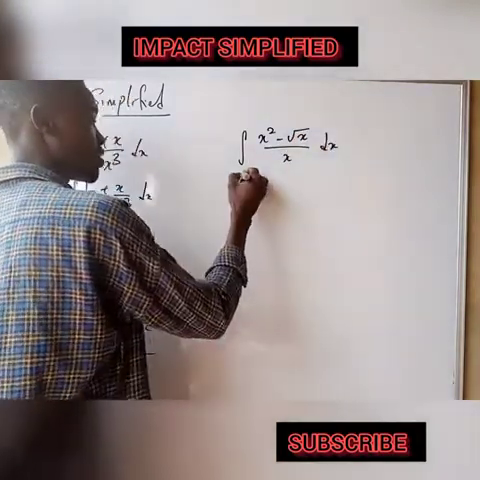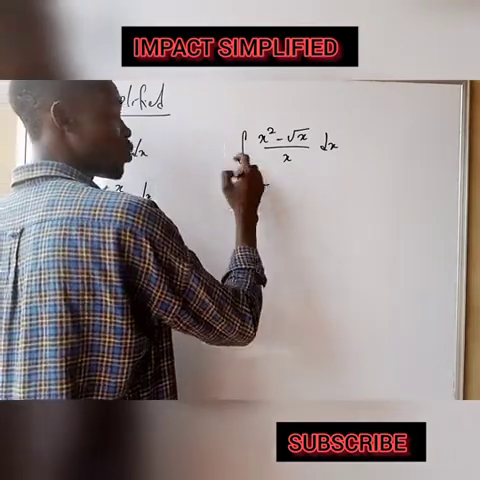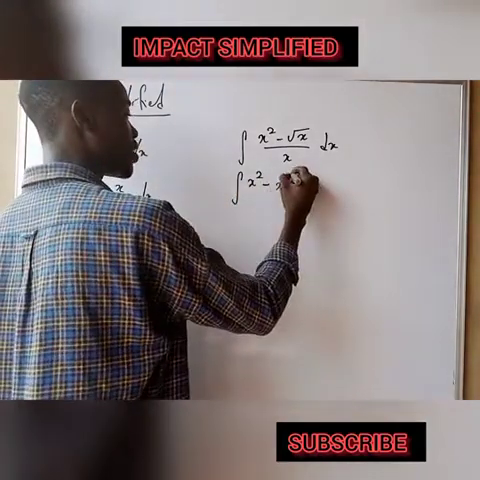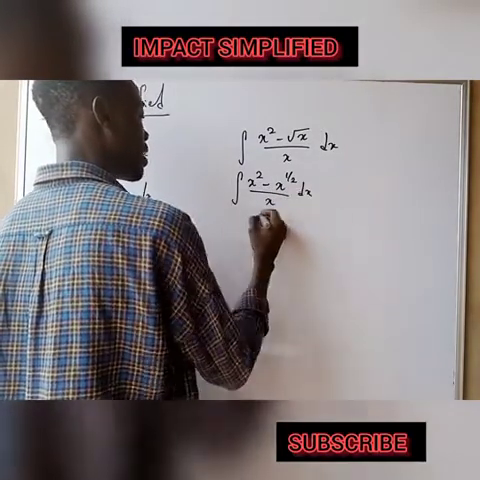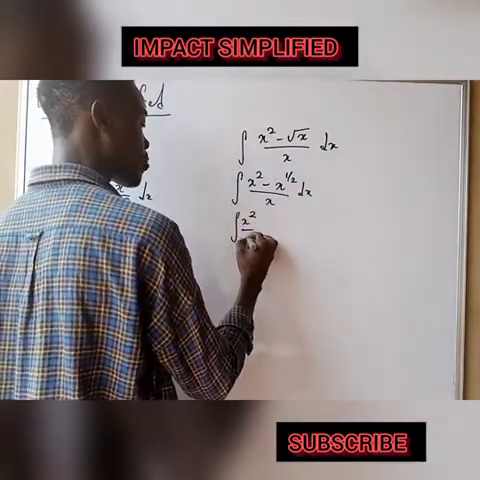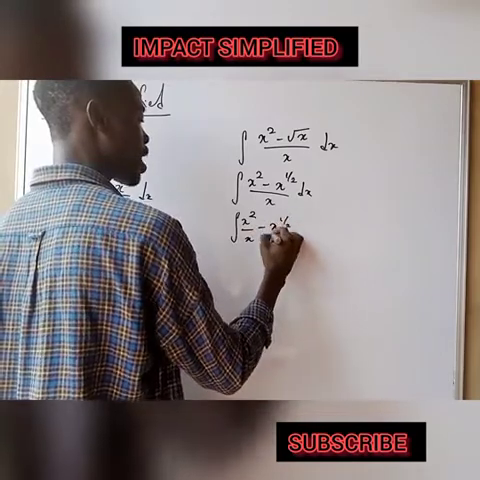So how can you integrate this? That means we have to simplify. What is the square root of x? That will give us x to the power of half over x dx. And that means we have to what? We have to separate. So if you separate them, we have it as what?